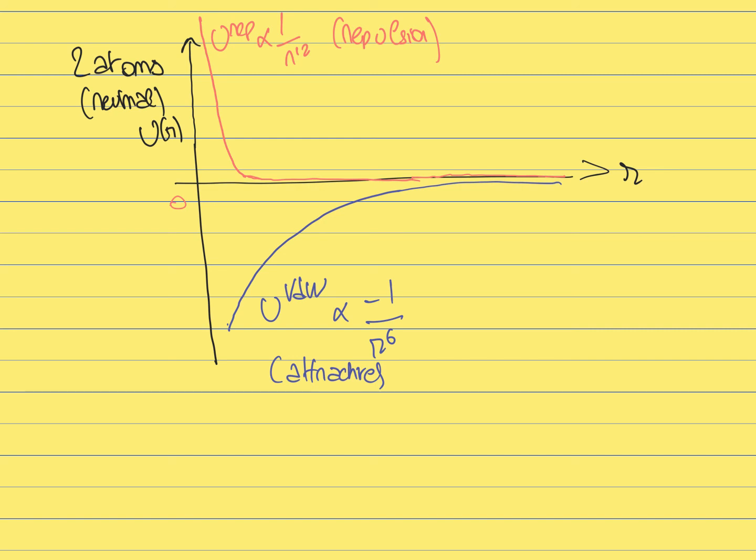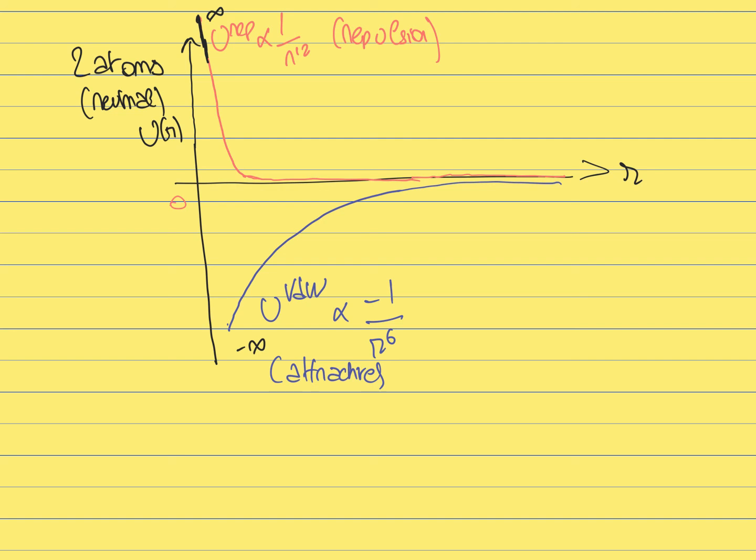This energy is going to be dominating at very small distance. At very small distance, this function 1 over R12 increases towards plus infinity much faster than the van der Waals energy decreases towards minus infinity, because it's only decreasing as 1 over R6. So at very small distance, it's the 1 over R12 function that is dominating.